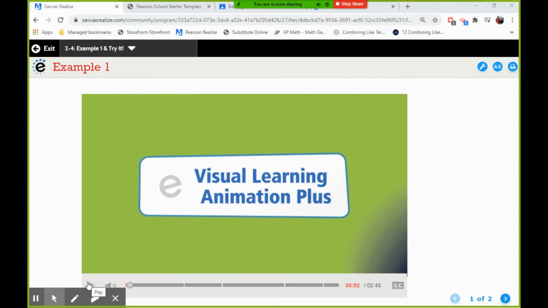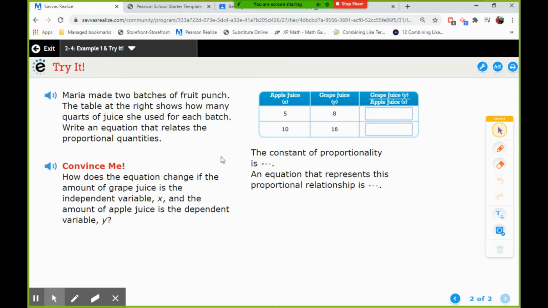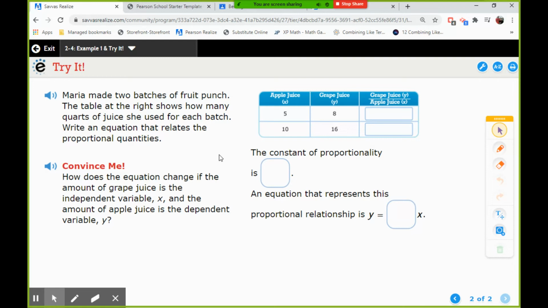So the book, let's look at the try it on number 1. I want to just give you some examples of what this is going to look like in context. It says Maria made 2 batches of fruit punch. The table at the right shows how many quarts of juice she used for each batch. Write an equation that relates the proportional quantities.